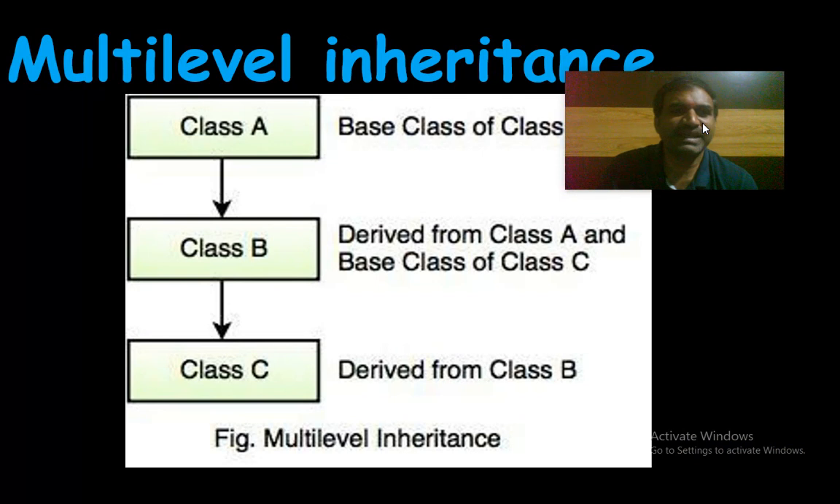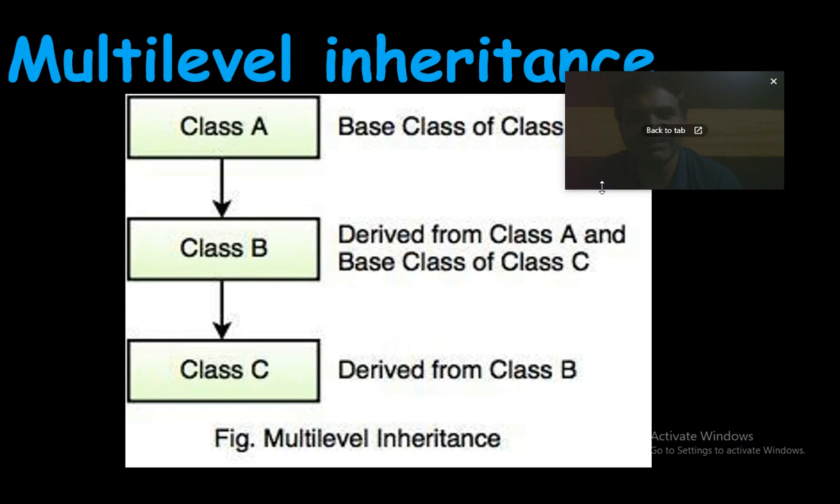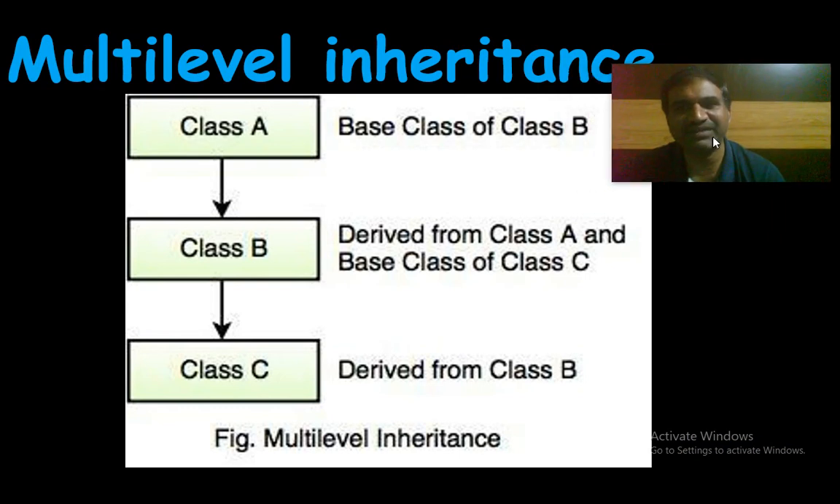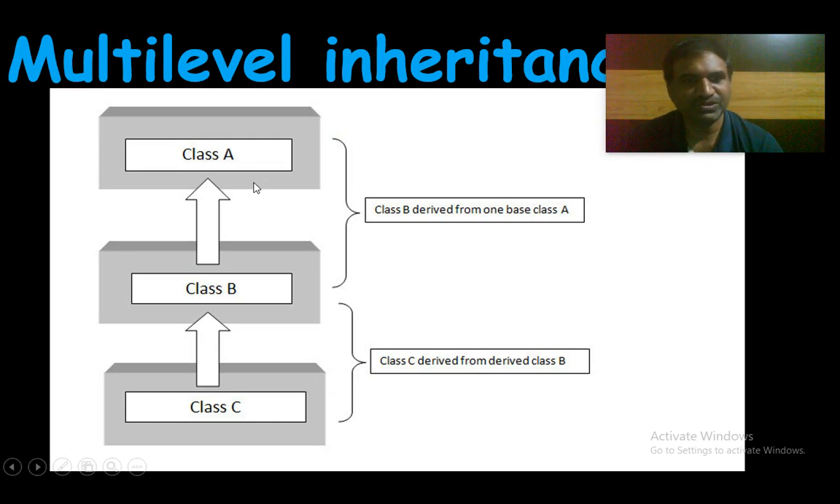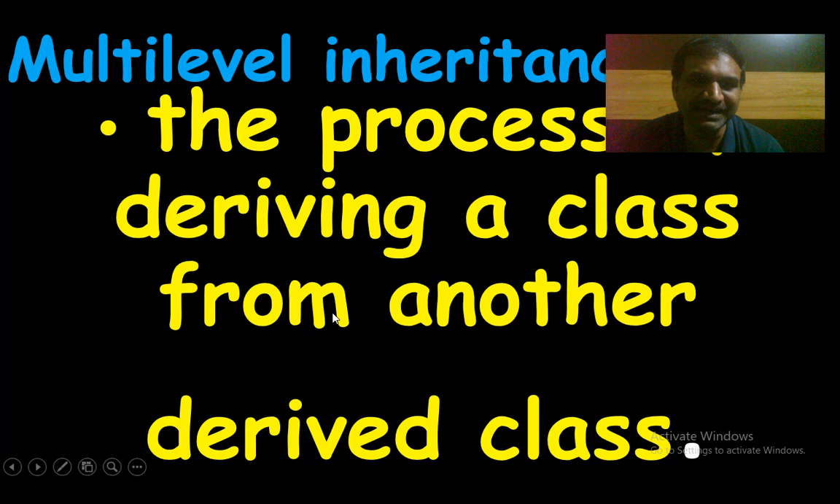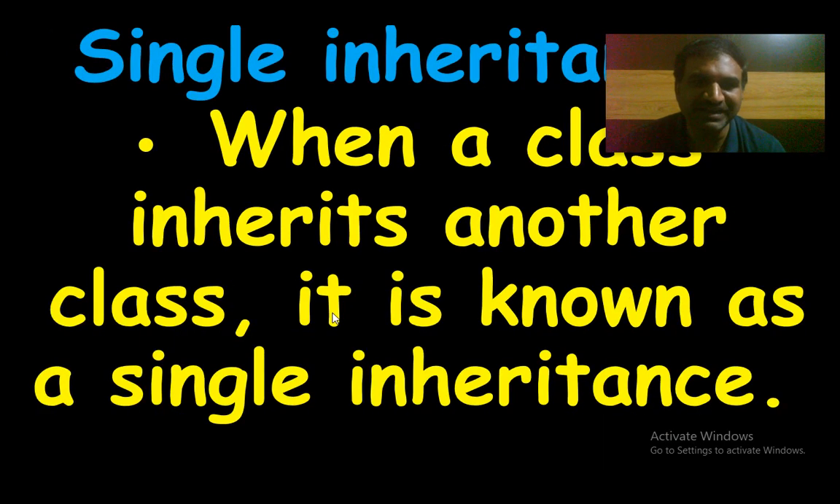Okay, so there will be classes A, B, C here. A will be the base class, B will be the derived class, and C will be the sub-derived class. So we are achieving multi-level inheritance here, right? Class B is derived from class A, and class C is derived from class B. More than one level, that's why it is called multi-level inheritance. The process of deriving a class from another derived class is called multi-level inheritance.